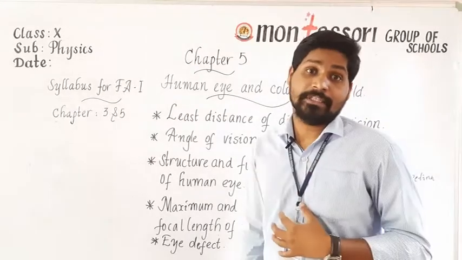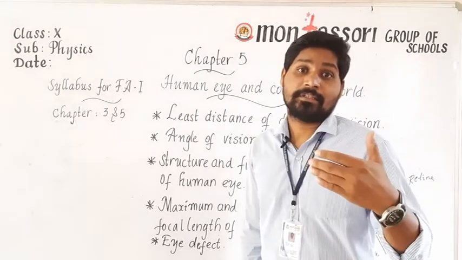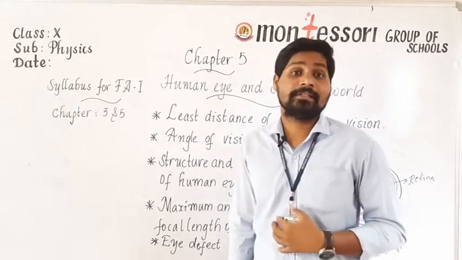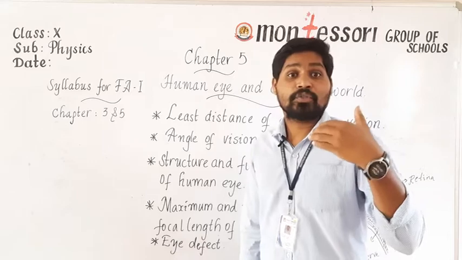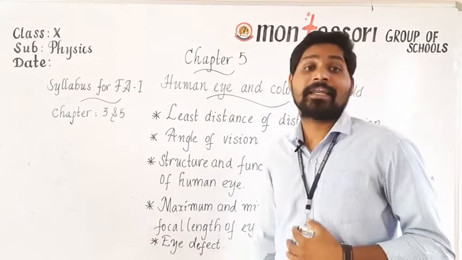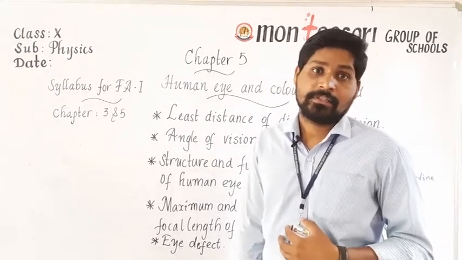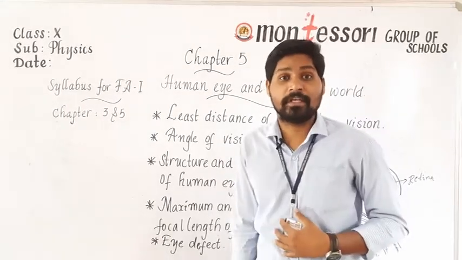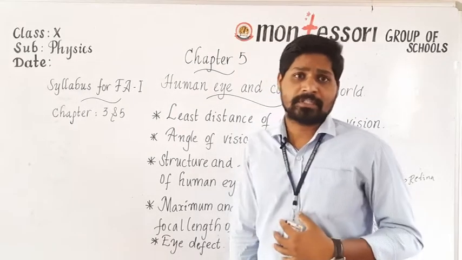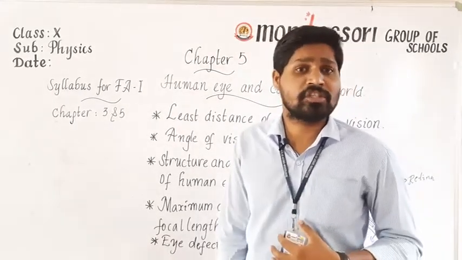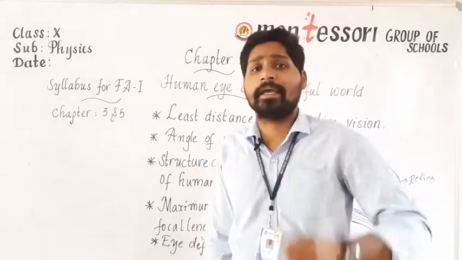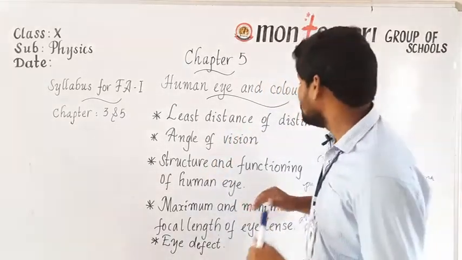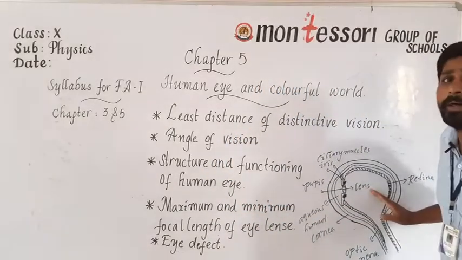How are we able to see objects? What is the use of lenses and spectacles for correcting eye defects? How do we get an image on the retina irrespective of the position of the object? To answer all these questions, we have to learn the structure and functioning of the human eye.